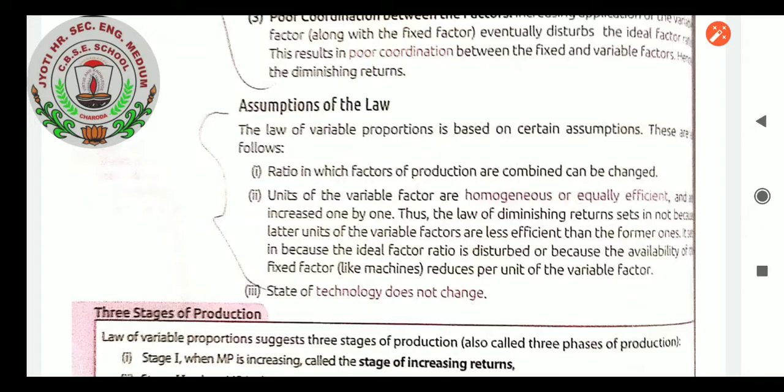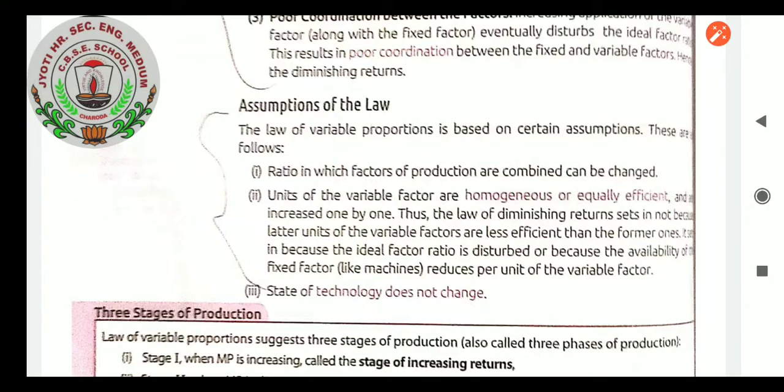The following are the assumptions. First, the ratio in which factors of production are combined can be changed. If there is a fixed factor, till the time you can change the variable, change it. But at a certain level, you have to change the fixed factor also along with the variable, so as to get more returns. Units of the variable factor must be homogeneous, or equally efficient, and increase one by one.